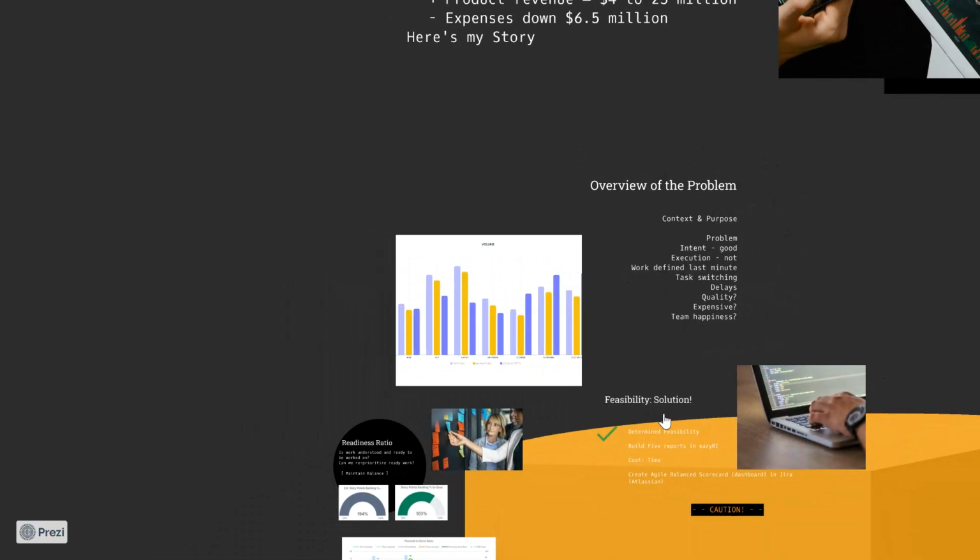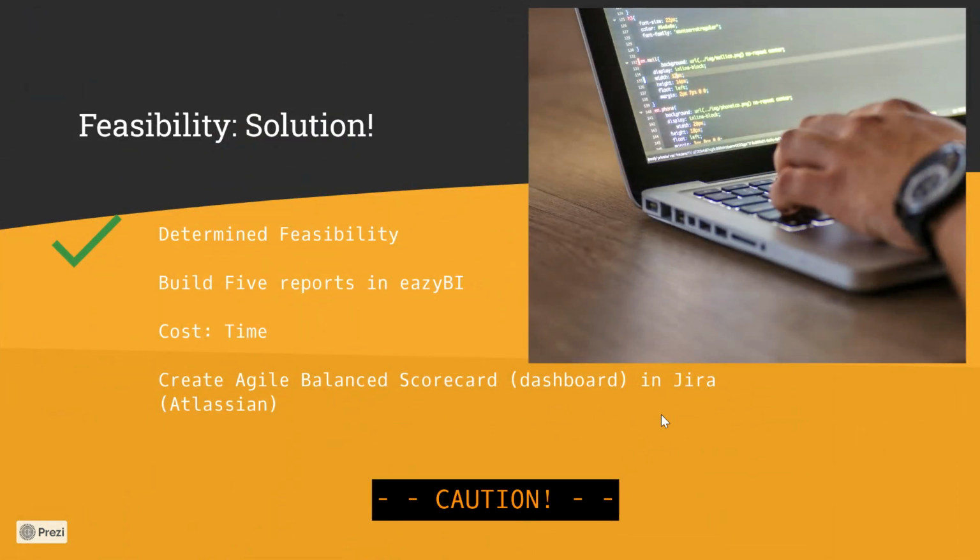So let's get into the solution. First thing we had to do is see if it was feasible. Custom reports could be built in EasyBI, and Jira's product data existed to be able to visualize and create an agile balance scorecard or dashboard in Jira. Really, the only cost was time.